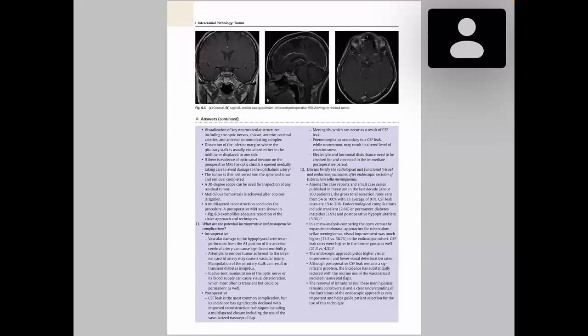But I didn't get the first point. Yes, what's the advantage of having a preoperative placement of a lumbar drain is that when you're operating, you know there's a diaphragma sellae, and just over it you have the suprasellar system.